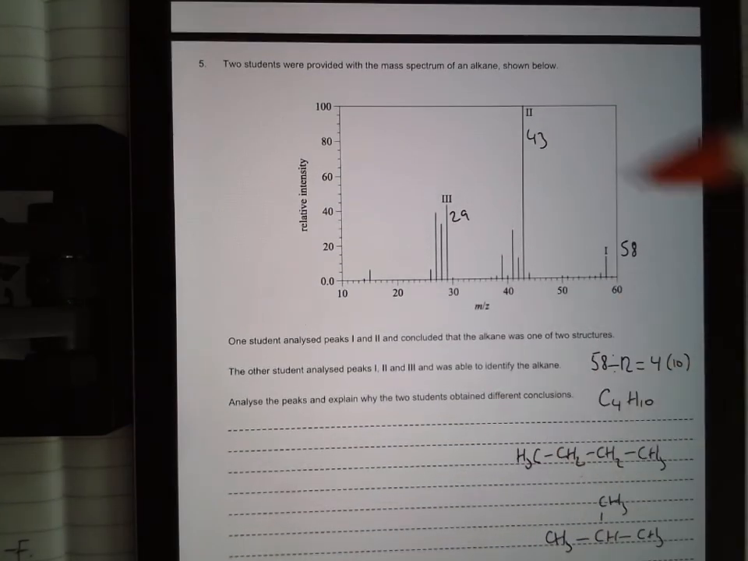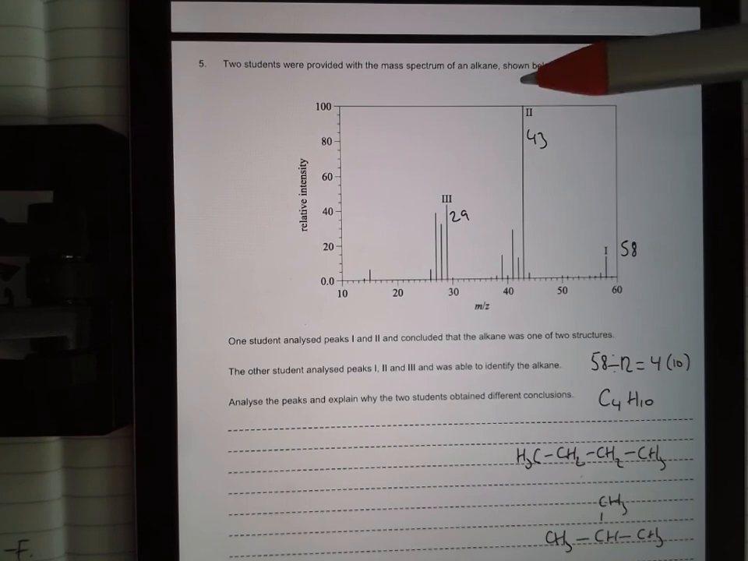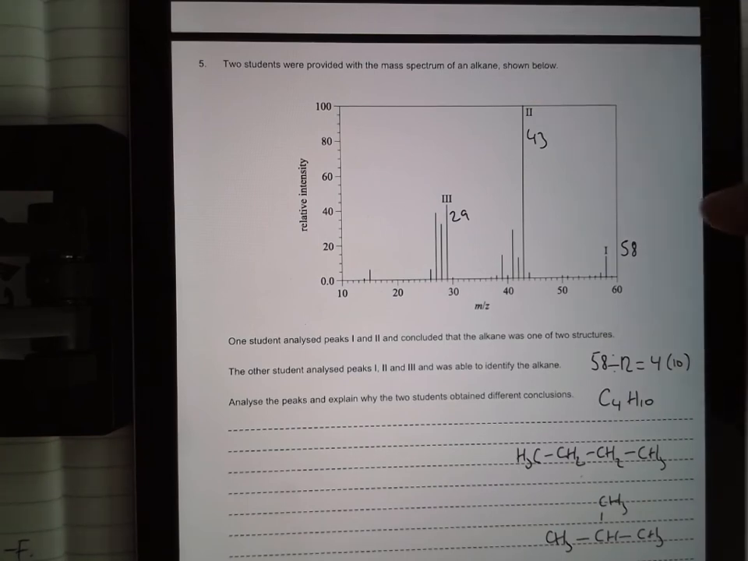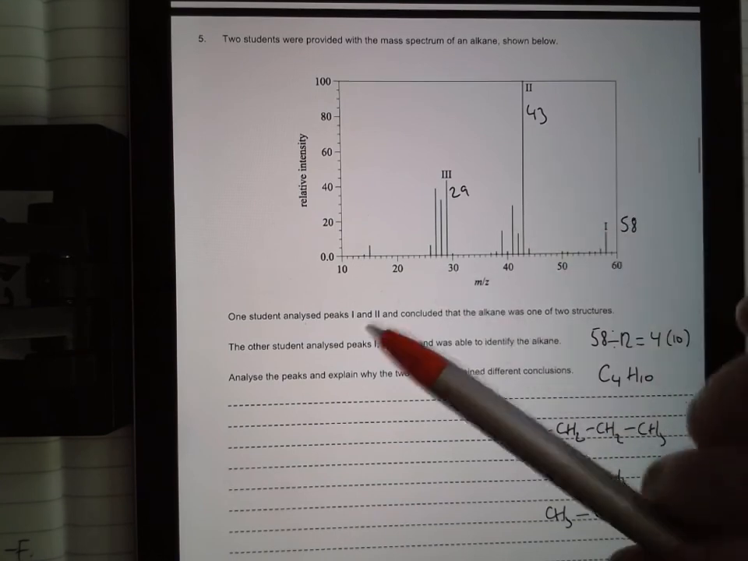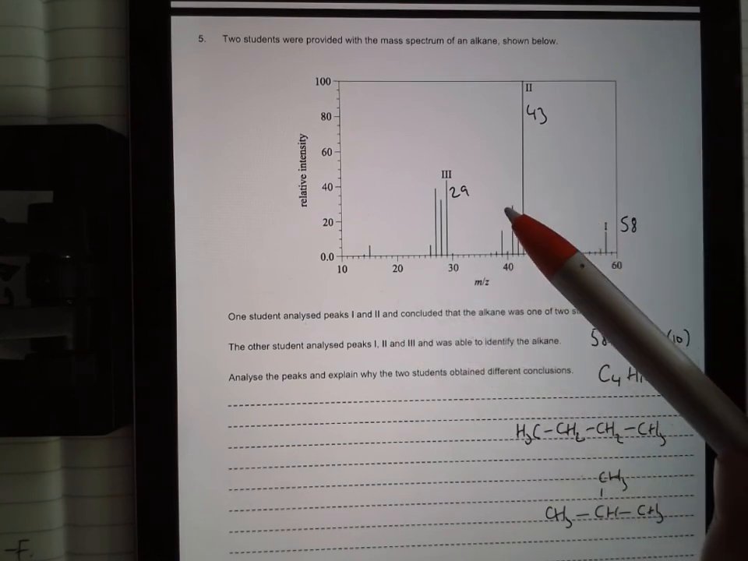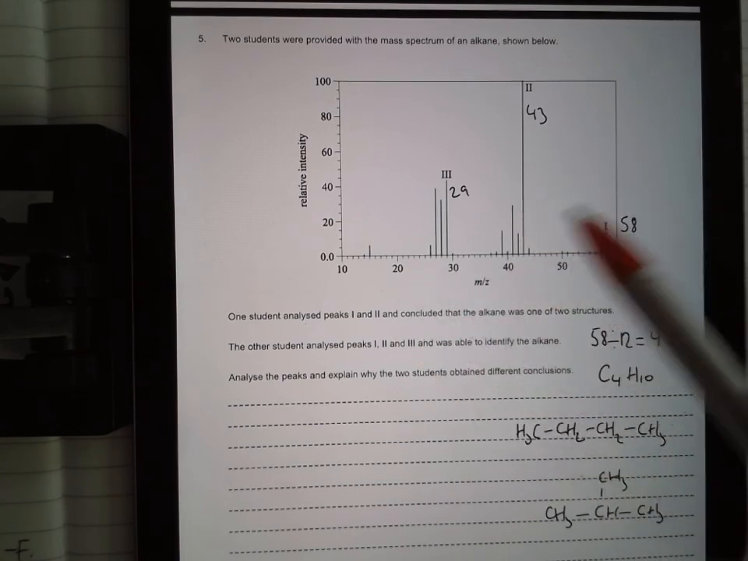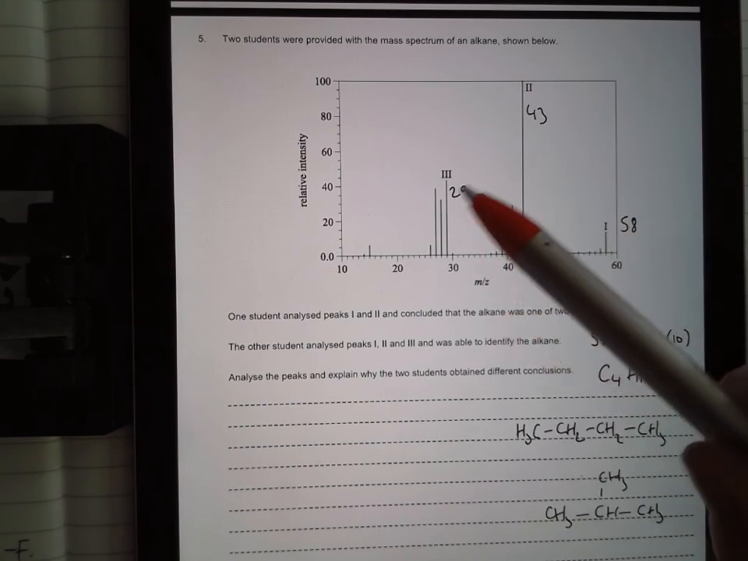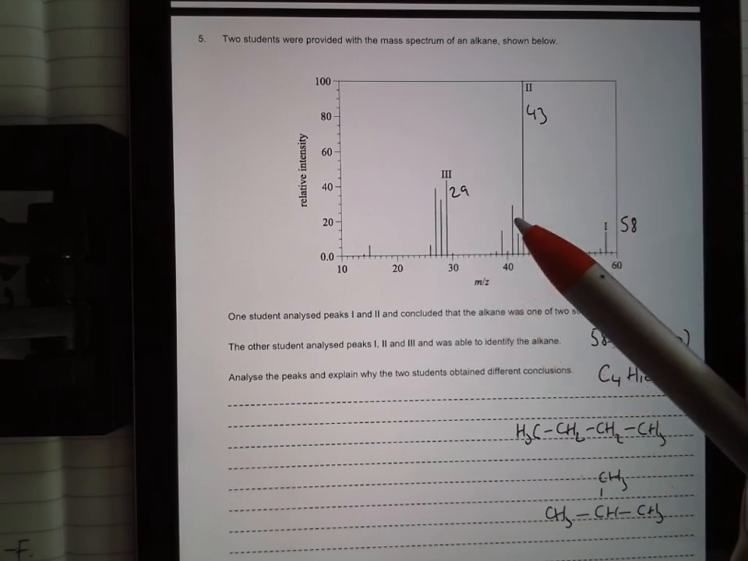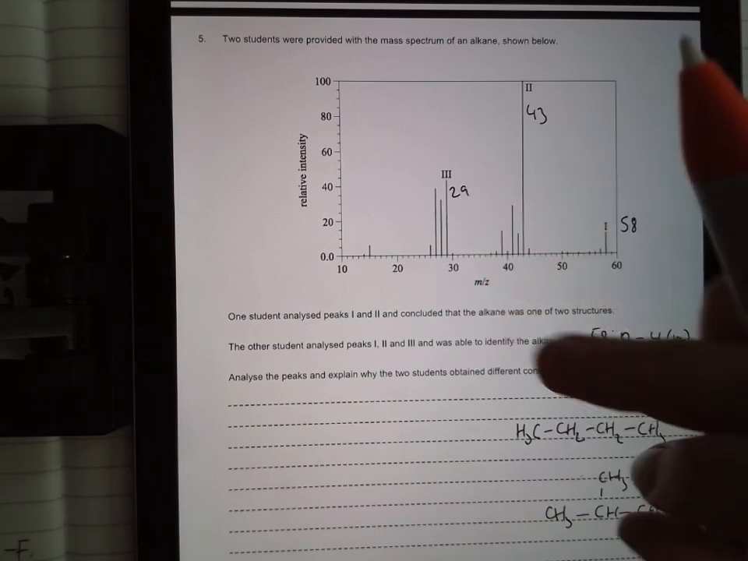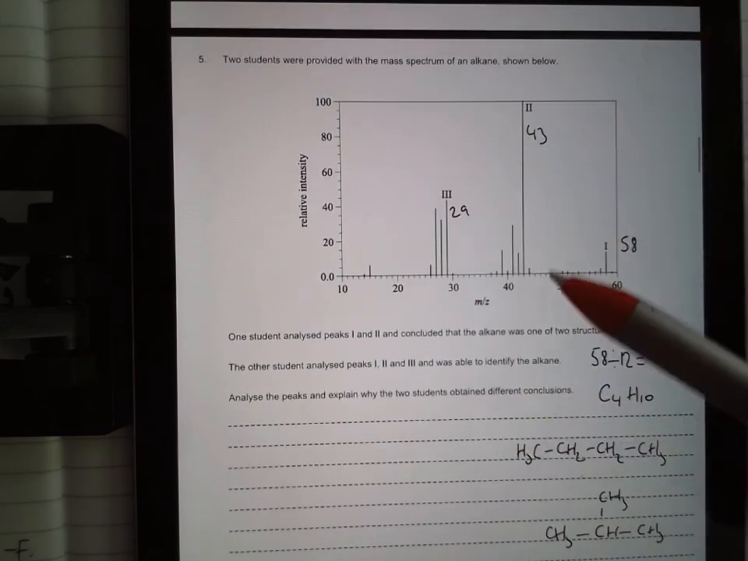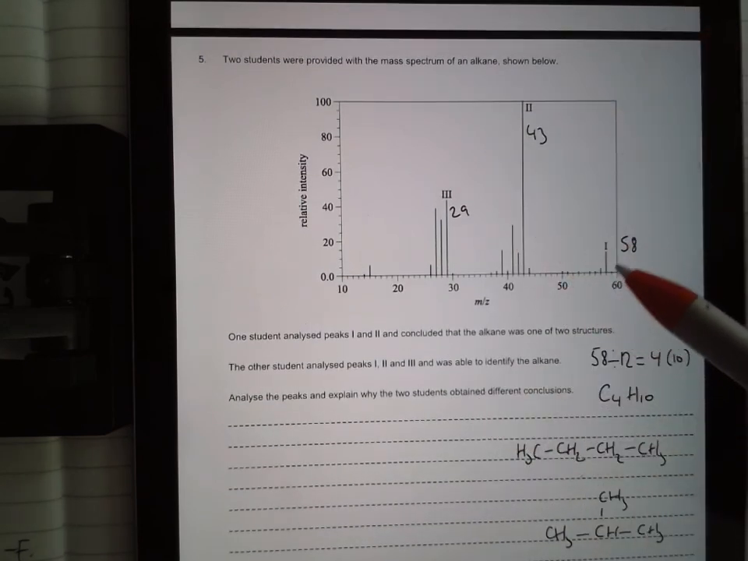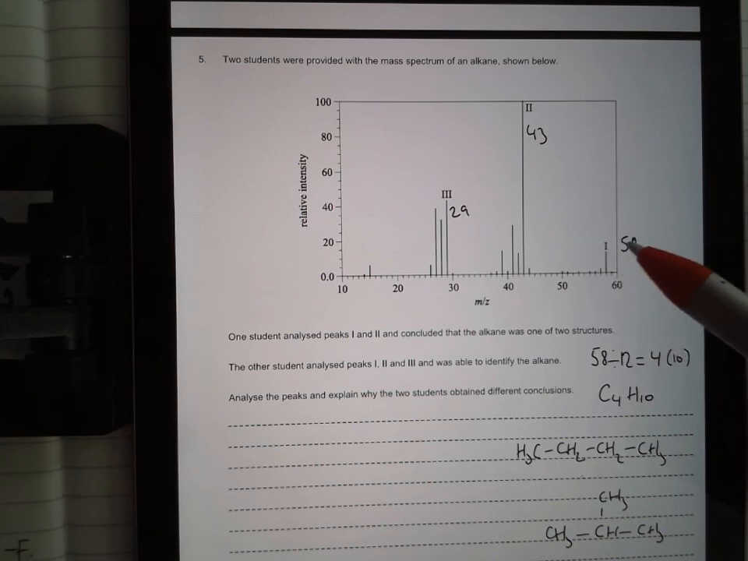Okay, so question 5 is slightly longer. You're provided with a spectrum and you're told it's of an alkane. One student looked at peaks 1 and 2 and narrowed it down to 2 different alkanes, whereas the second student looked at all 3 peaks and was able to give a definite answer as to the structure. The first thing we're going to do is look at the molecular ion peak, which is all the way up here at 58. That tells me that the molecular mass of this alkane is 58.